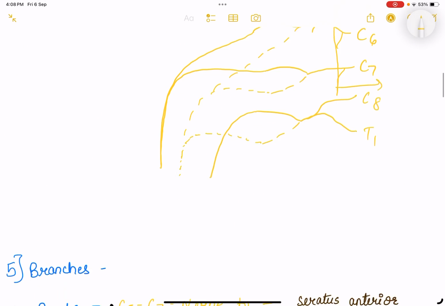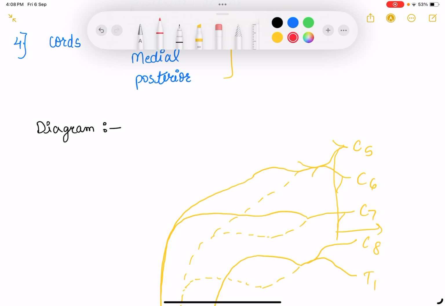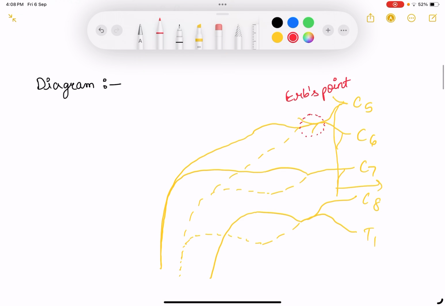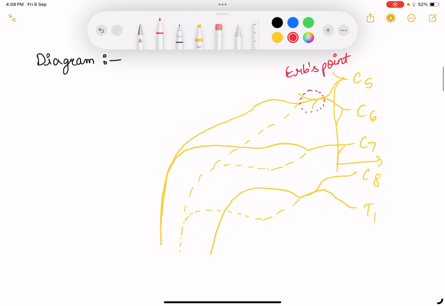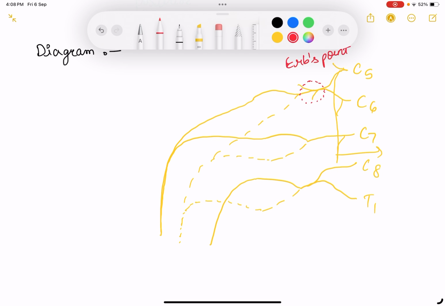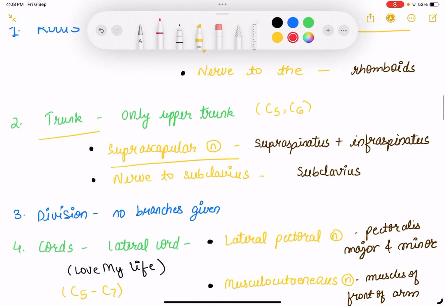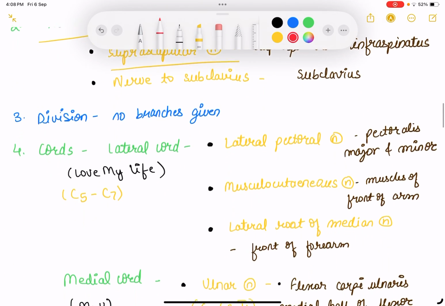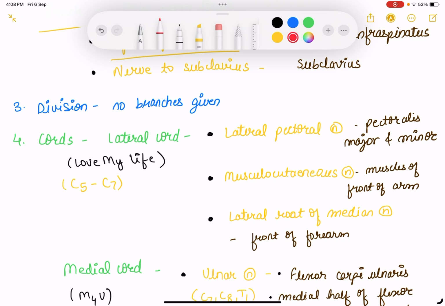Now this point where you can see 6 nerves meeting is called the Erb's point. The 6 nerves are the nerve to subclavius, then the nerves of root C5, C6, both the divisions of the upper trunk, anterior and posterior division, and the suprascapular nerve. Now the divisions do not give any branches.